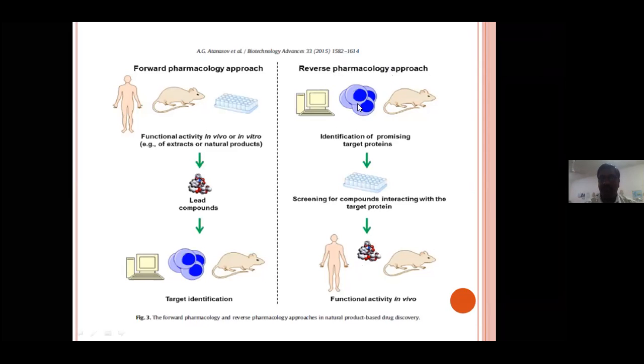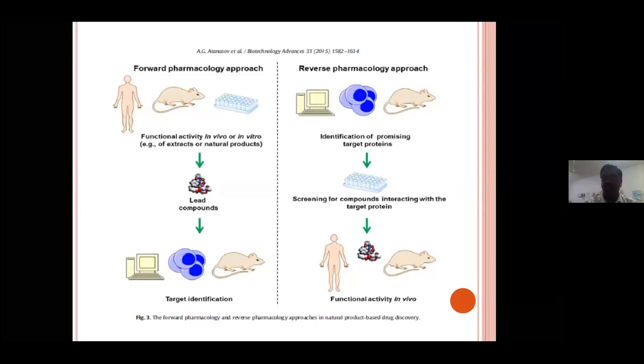Nothing but first we will identify the target. A target is, you remember, a cell protein or an enzyme or a DNA or a protein of a particular enzyme. Say, for example, aldose reductase is the enzyme. That is the enzyme which I am going to take first.